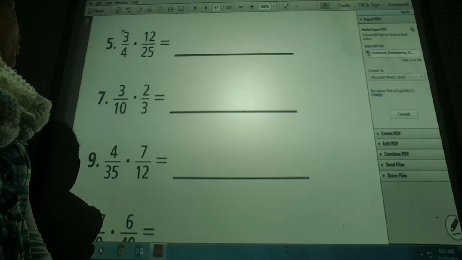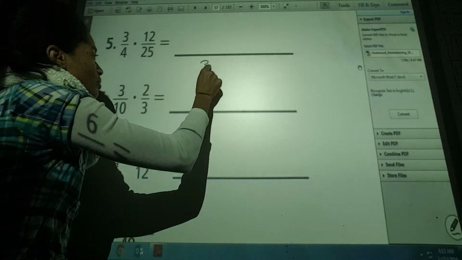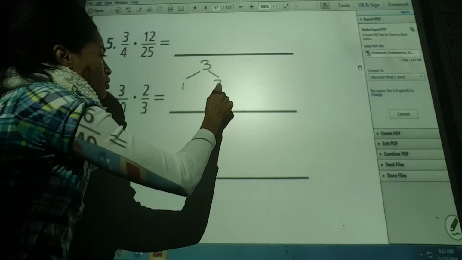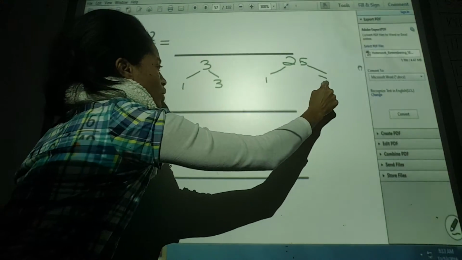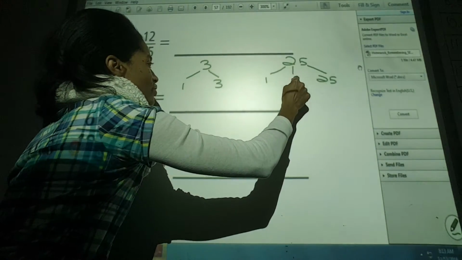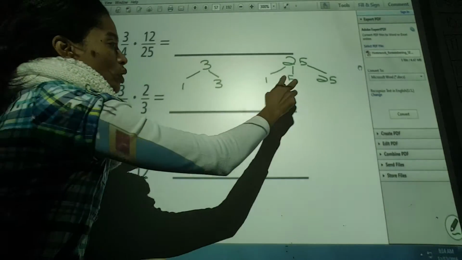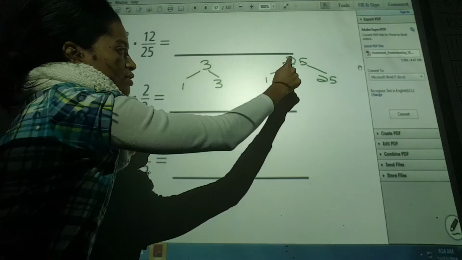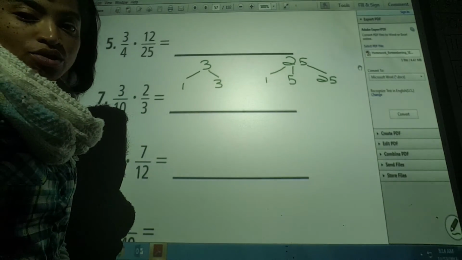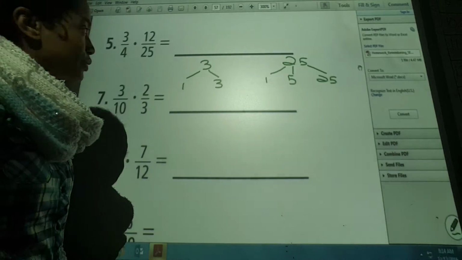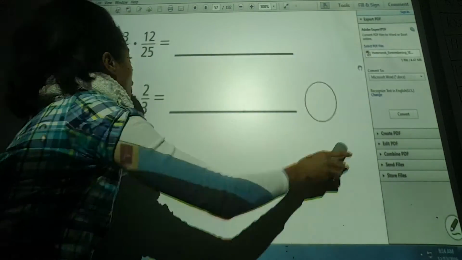So here we go. We're looking at 3 and 25, right? 1 and 3. And then for 25, we're looking at 1, 25, and 5 in itself, right? 1 times 3 gives you 3. 1 times 25 gives you 25. 5 times 5 gives you 25. Do we have anything in common there to cross divide by? Nope. All right, so we can leave 3 and 25 alone.